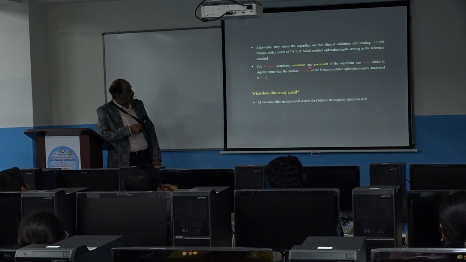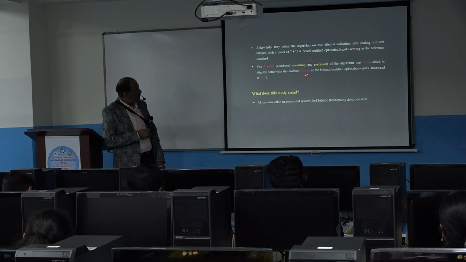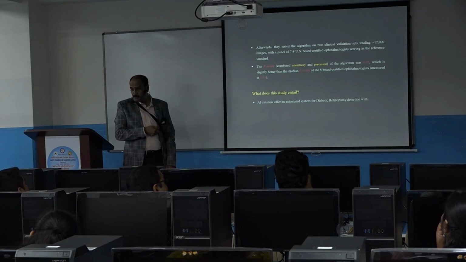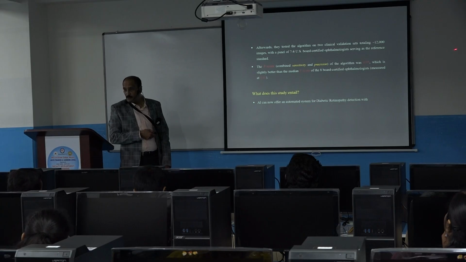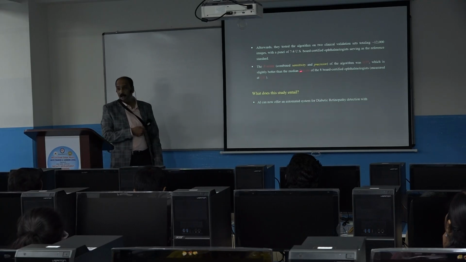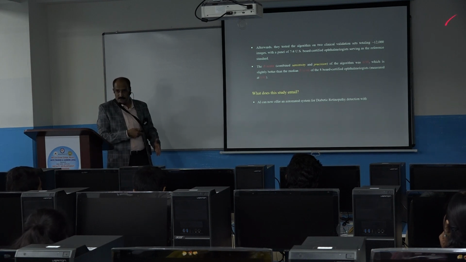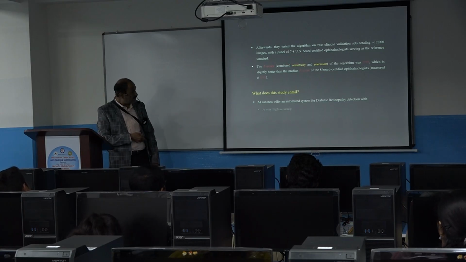The F-score, combining sensitivity and specificity, of the algorithm was 0.95, which is slightly better than the median F-score of the 8 board certified ophthalmologists, measured at 0.91. Look at here, the experts themselves analyzed these images and came to an accuracy of 0.91, and here the intelligent algorithm has produced 0.95, almost 5% more accuracy than the experts, and that shows the promise that AI tools can definitely help doctors make intelligent decisions, and also reduce the error. So then what does this study entail?